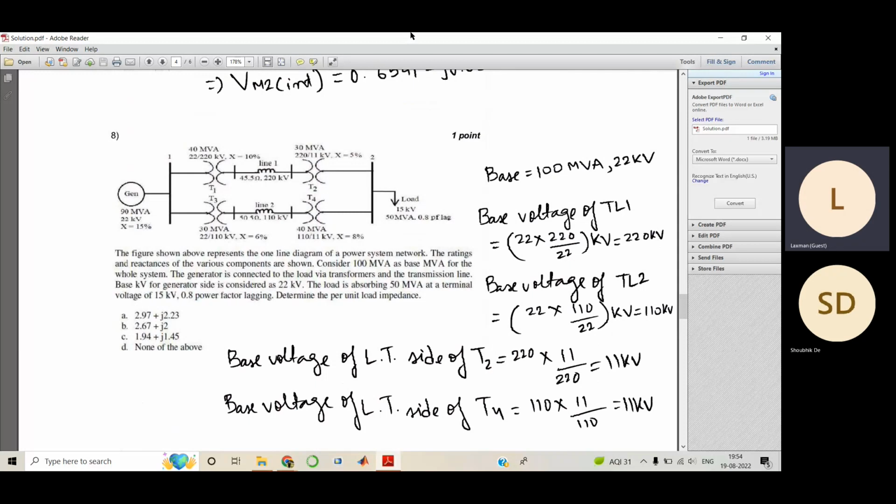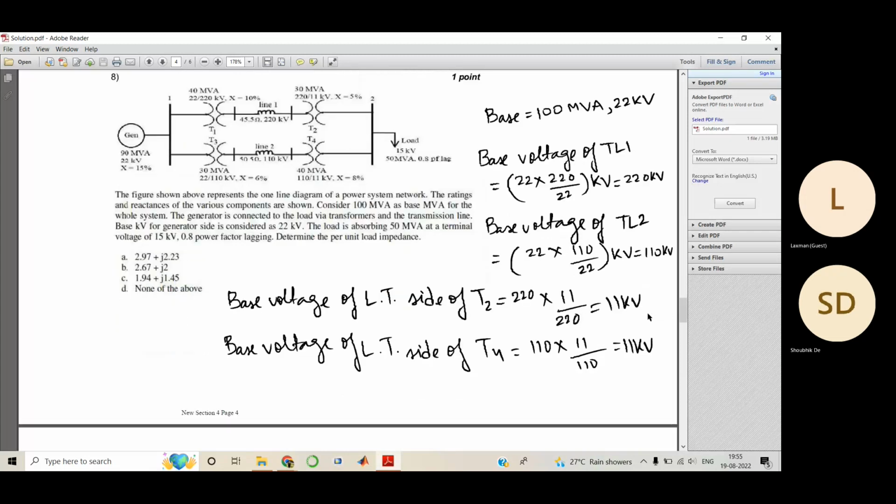So we were discussing problem number 8, right? Here we have these two lines which are connected in parallel, so all of these four components are connected. At the end there is a load of this rating. Mind you, this is 0.8 power factor lag. They have asked us to determine the per unit load impedance. Base is 100 MVA and I have taken the base as 22 kV. The base voltage of transmission line 1 is 220 by 22 into 22, so 220 kV, and similarly for transmission line 2, 110 by 22 into 22, it is 110 kV.